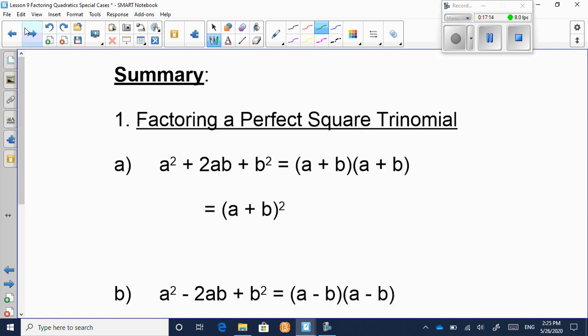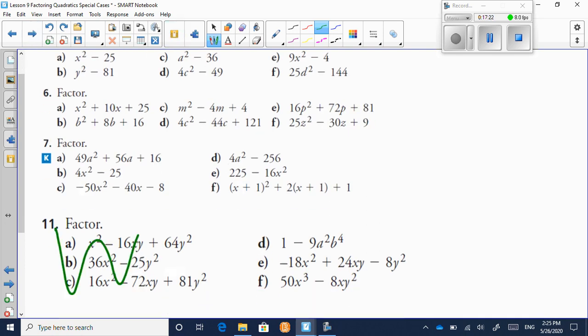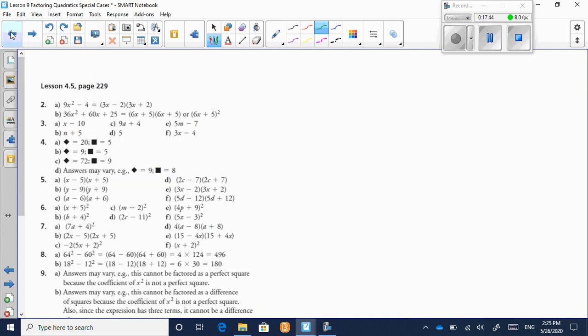All right, so can you practice a few of these? Here's a quick summary of them. And then here are your homework questions. I had a look at these, and I'm going to get rid of number 11. It's just an interesting application, but I don't think you need it. So I'd like you to try these ones. These ones all look like they're difference of squares. These ones look like they're perfect squares, and these ones look like a combination. And then the answers are given here on this page.